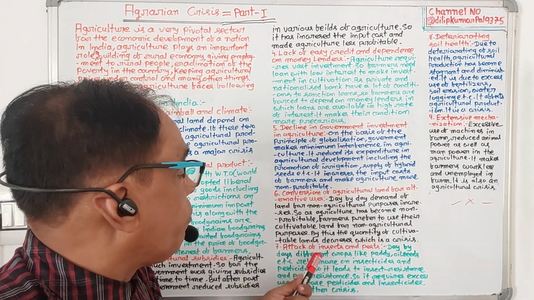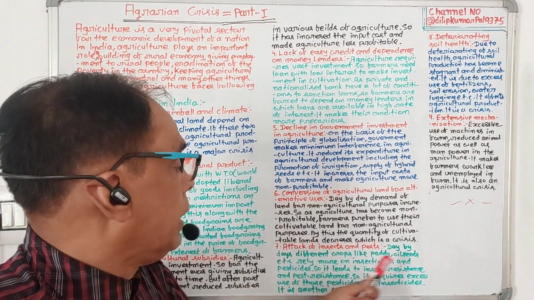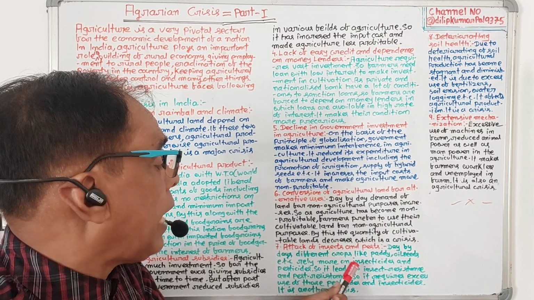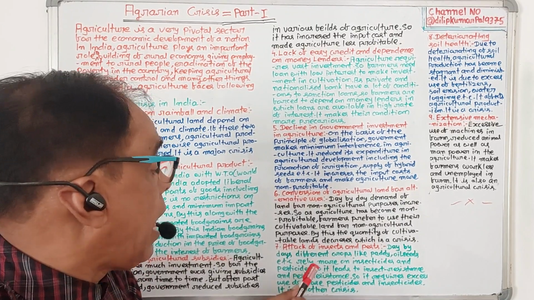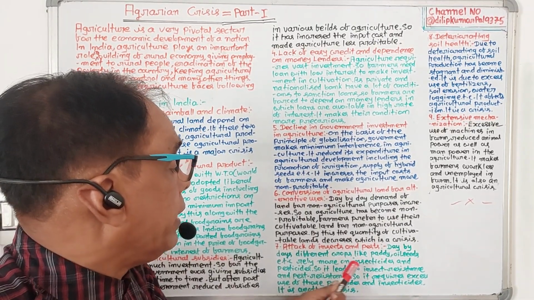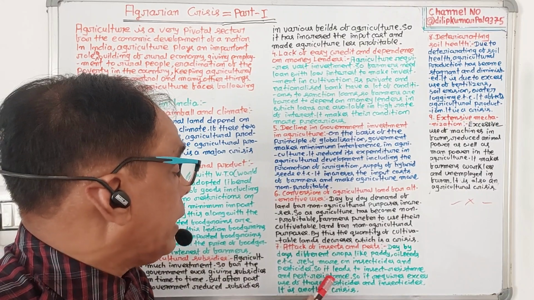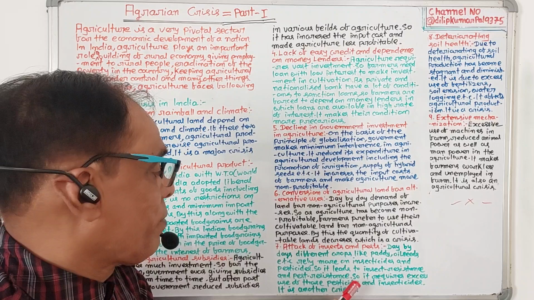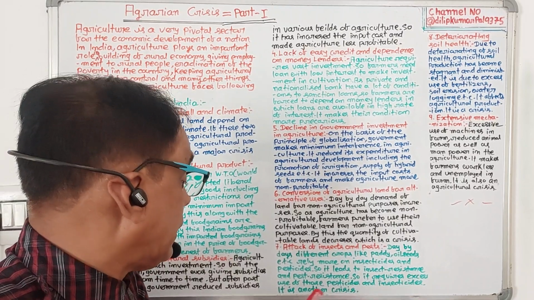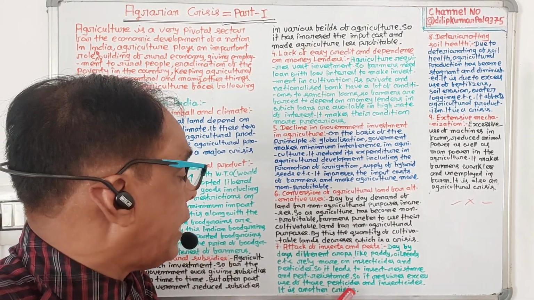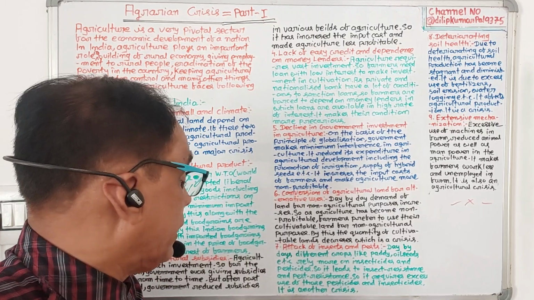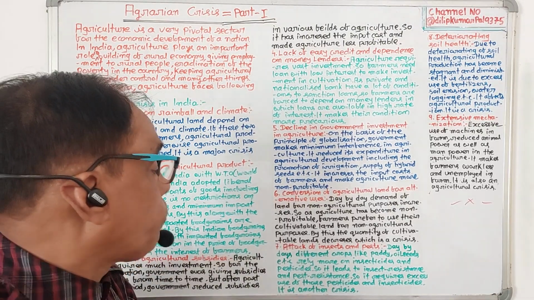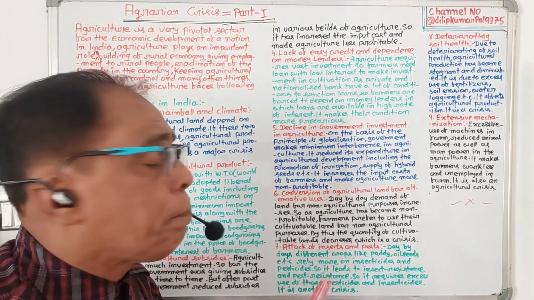Then, attack of insects and pests. Day by day, different crops like paddy, oilseeds, etc. rely more on insecticides and pesticides. So it leads to insect resistance and pest resistance, which requires excess use of those pesticides and insecticides. It is another problem. So another problem is attack of insects and pests.